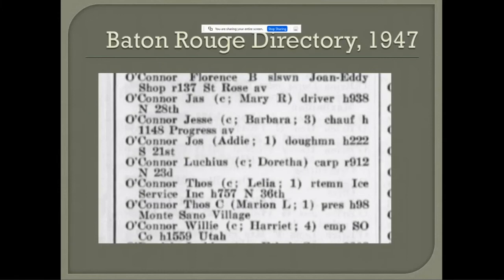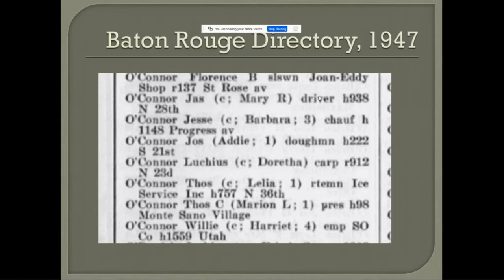So this is what a directory page looks like. Before about the mid-1960s, if you see right here, we have the letter C after a person's name. That stands for color. So African Americans were individually listed, and it was noted that they were African American. And we have city directories. They've been published regularly in Baton Rouge since about 1928. Before that, it was very sporadic, 1905, 1896. But they will list African Americans.